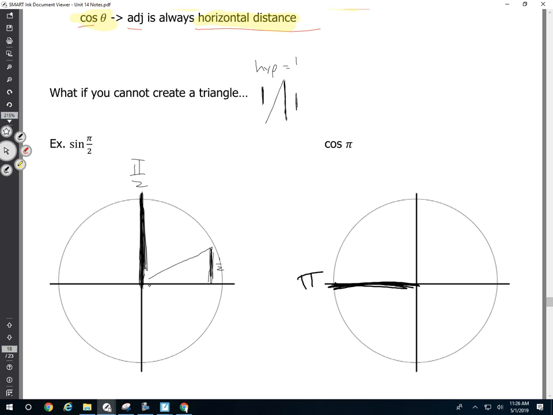How much is my horizontal distance here? 1. Nope. 0. It's 0. It's almost like I have a triangle with hypotenuse 1, vertical distance 1, horizontal distance 0. Right? Kind of confusing this way, which is why we're not really going to do this. Instead, we're going to say, all right, sine's always my vertical distance. Well, at pi over 2, I'm going up 1, but I'm not going left or right at all. Vertical distance, 1, sine of pi over 2 is 1.